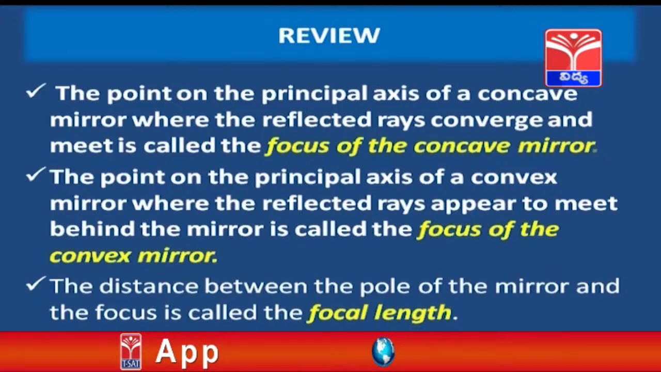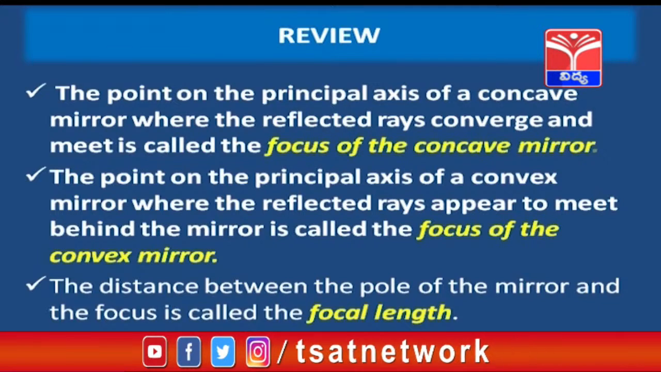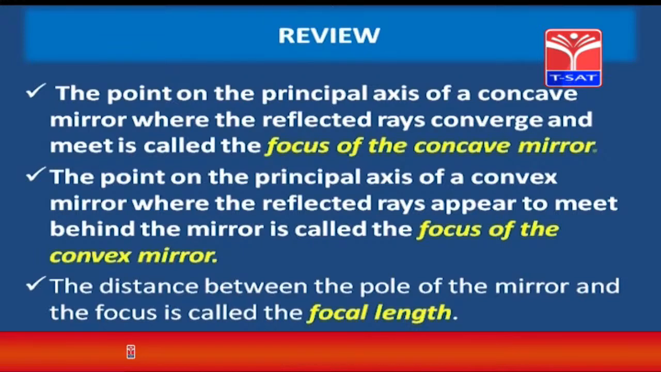The point on the principal axis of a convex mirror where the reflected rays appear to meet behind the mirror is called the focus of the convex mirror. Then we also discussed that the distance between the pole of the mirror and the focus is called the focal length. Okay children, all these definitions, all these terms are very important in understanding this chapter.